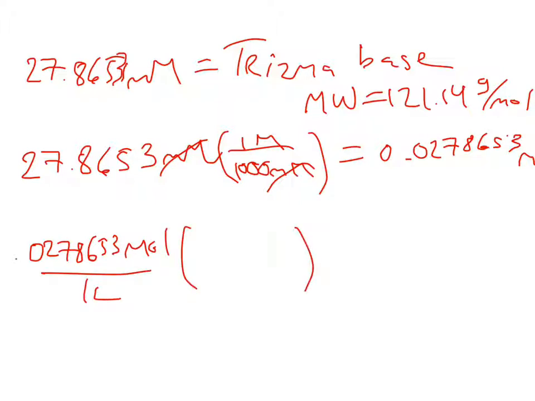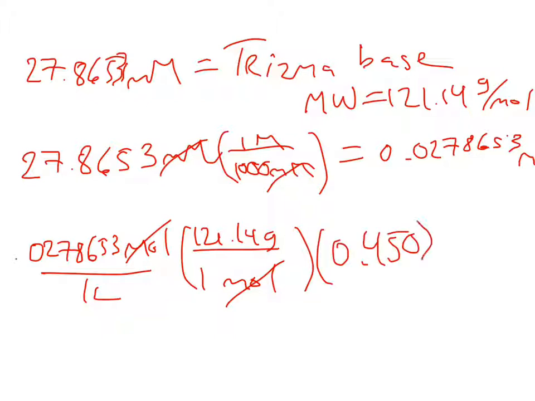Okay, again, we want to get rid of our moles, so I'm going to multiply by our molar mass, 121.14 grams per mole. Moles will cancel. We're in grams per liter, times 0.45 liters. Oops, fix that. Okay, let's check that out. Times 121.14 times 0.450.